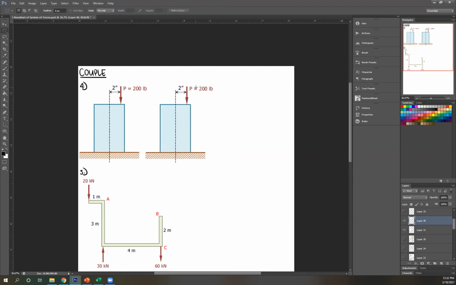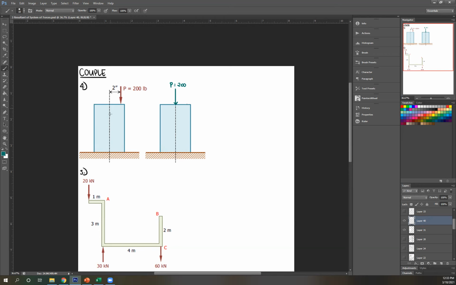Just copy. Delete that. And then magnitude would be the same. Let's do that. Let's use green. So the magnitude would be the same. P is still 200. However, you're going to create a couple. And the direction of your couple would be following your eccentric load.